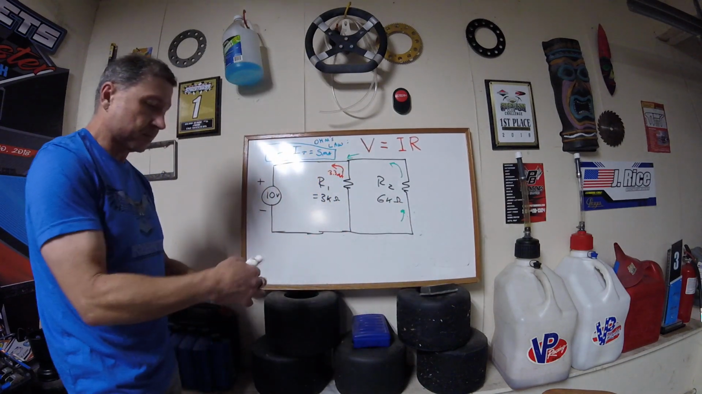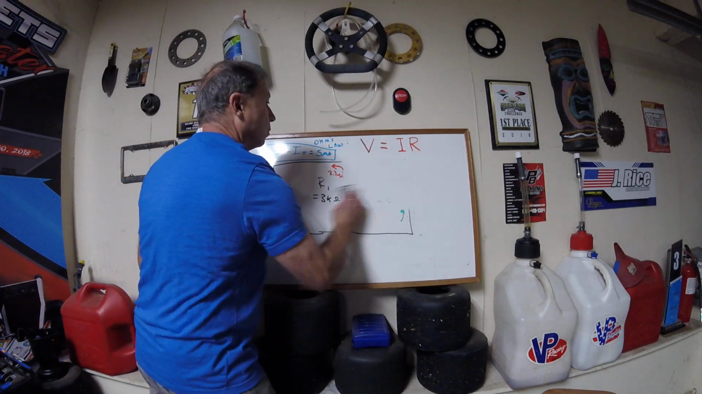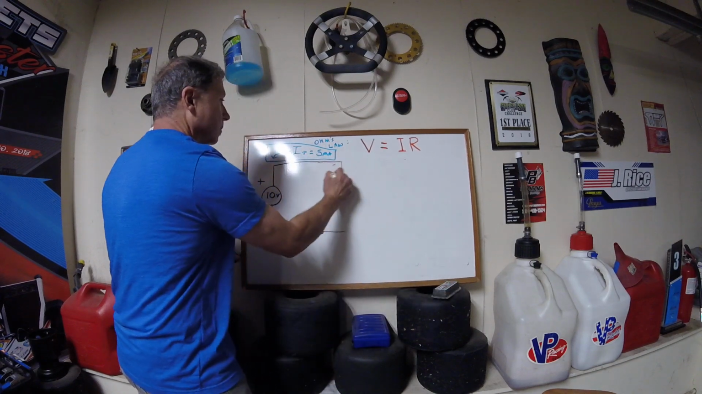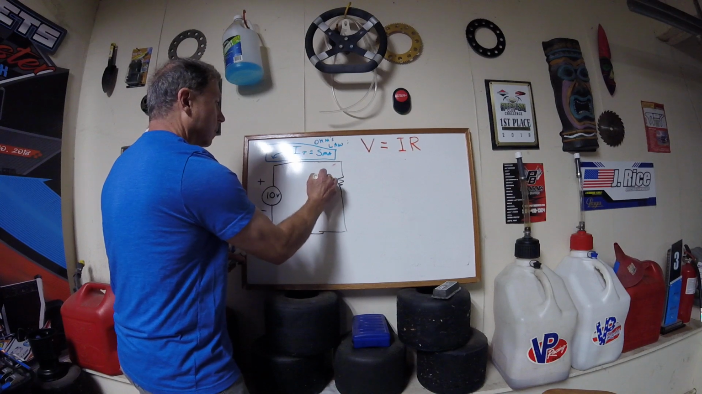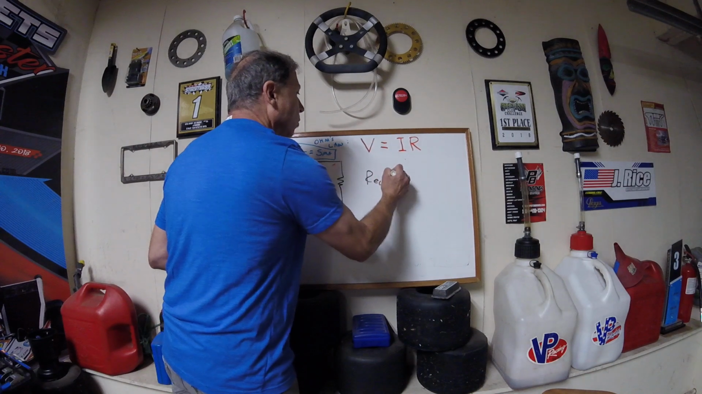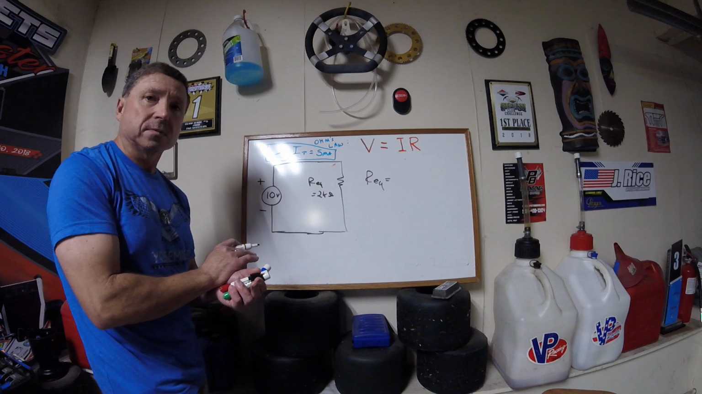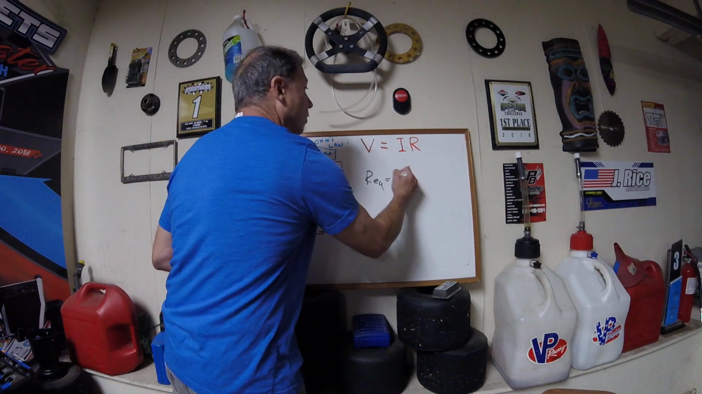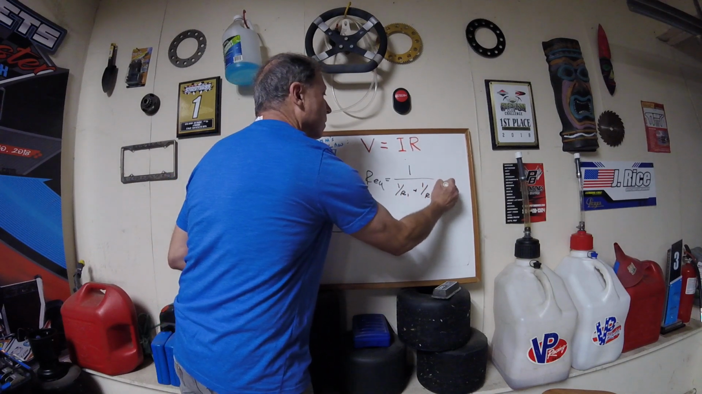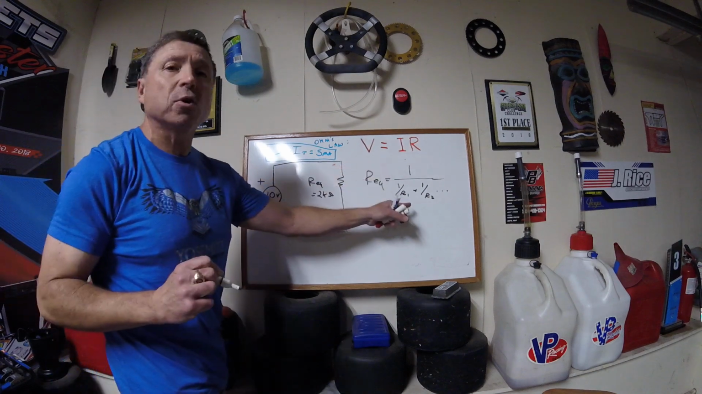Parallel formula for REQ, in fact, I'm going to go ahead and make a little more room. REQ parallel would be the reciprocal of the sum of the reciprocals, which would be 1 over R1 plus 1 over R2, dot, dot, dot. So if you have more resistors, same thing. This is easy to do on a calculator.